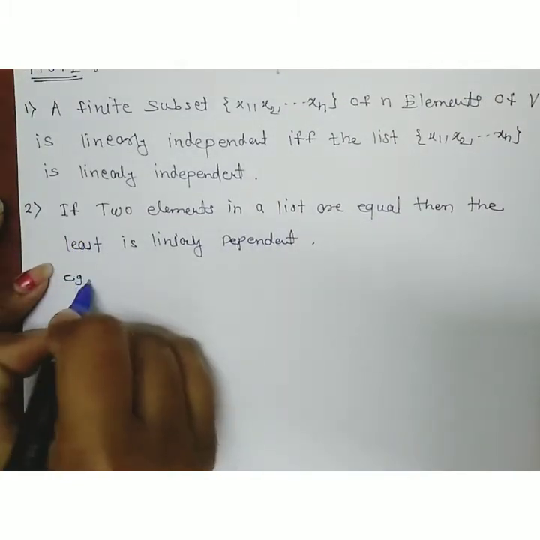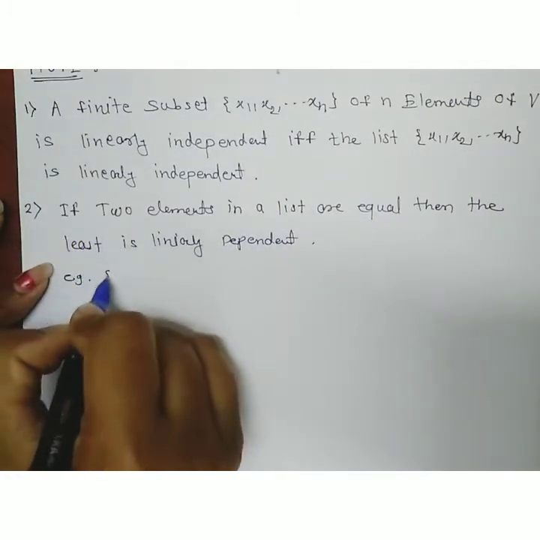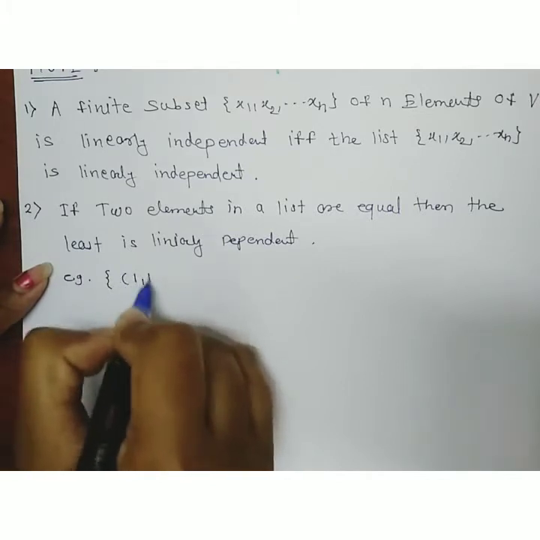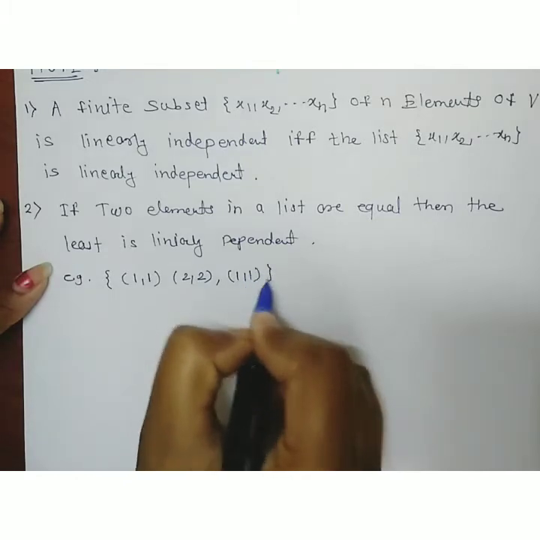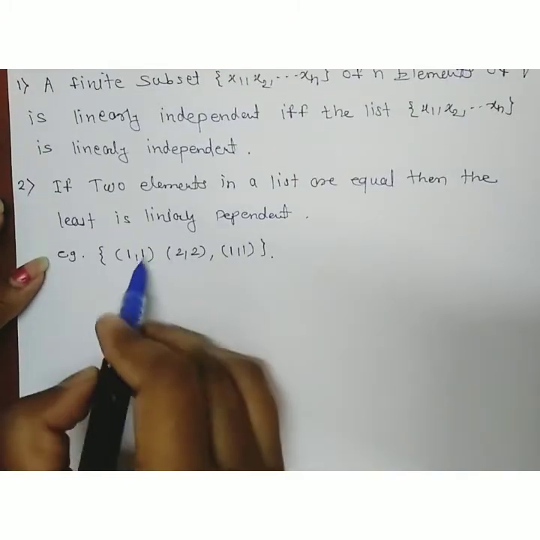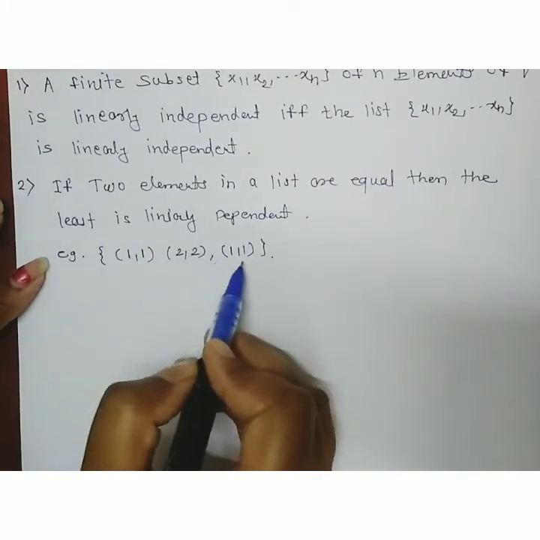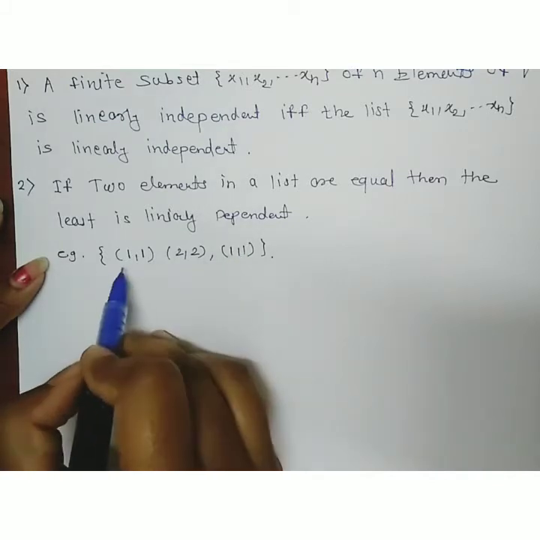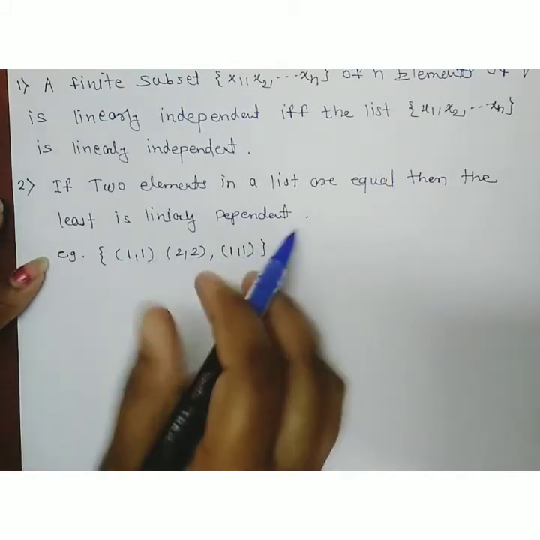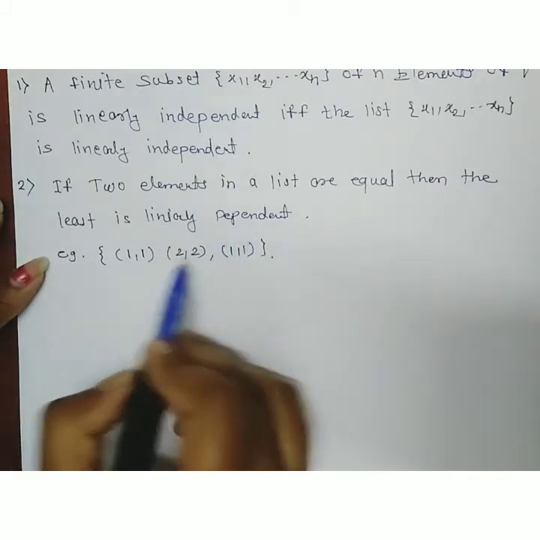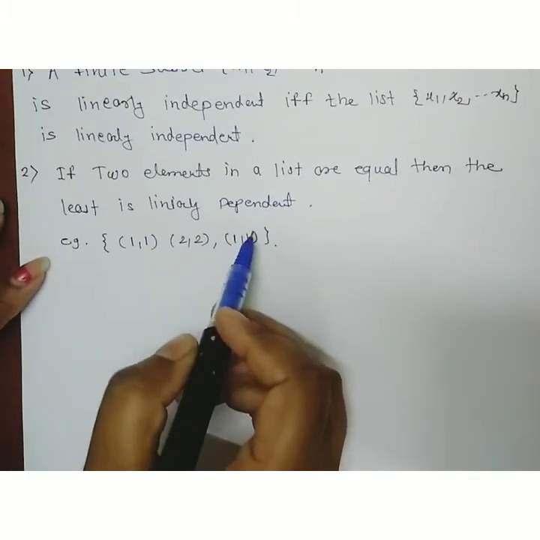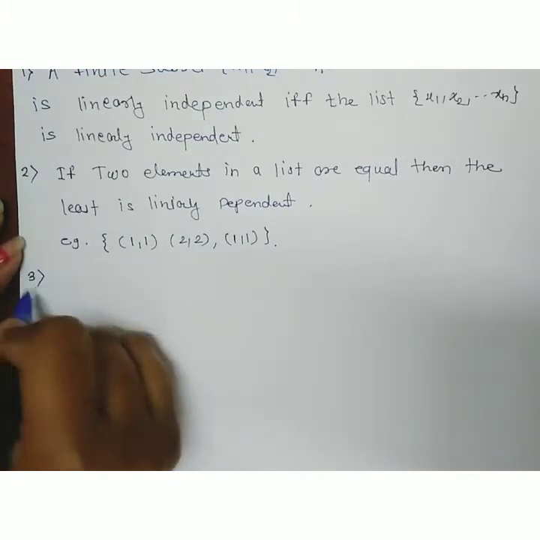For example, consider the set consisting of the elements (1,1), (2,2) and again (1,1). Look here, the set consists of three elements out of which two elements are equal. Here the ordered pair (1,1) is repeated. So these two elements are linear combinations of one another, therefore this set is said to be a linearly dependent set.